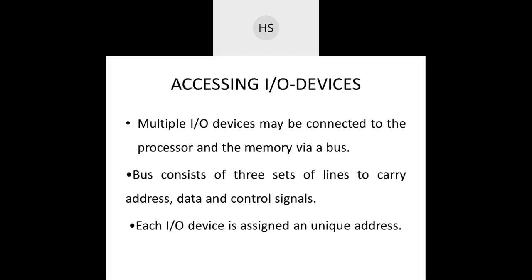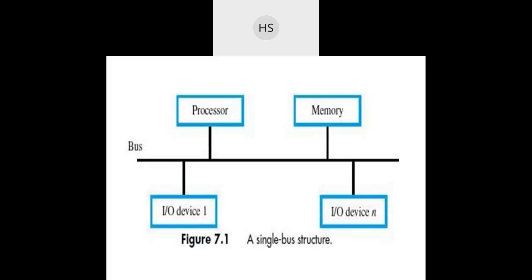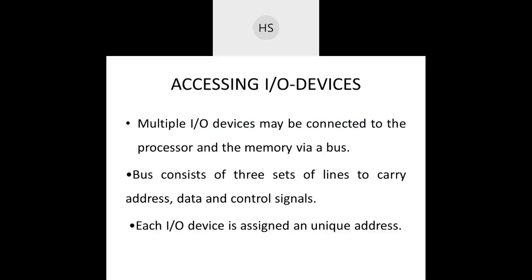So I told you it's a bus. A bus will always have three carriers: one with address, one with data, and one with control signals. So n number of devices, IO device 1 to IO device N, are connected using a single bus to a processor and a memory. So how will it recognize which device is invoked, and which device wants access to your memory or your processor? For that sake, each device will be identified by a unique address. By seeing that address, you will come to know which device is requesting. So each IO device is associated with a unique address.